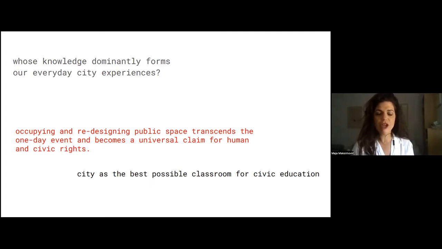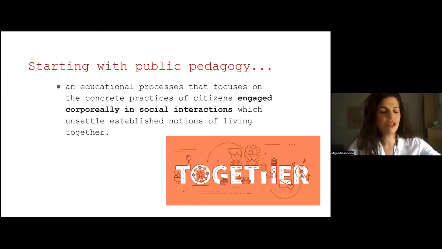So if we engage in transformation in public space, we somehow challenge the present discourses, and we claim our rights. So the city is the best possible classroom for civic education.